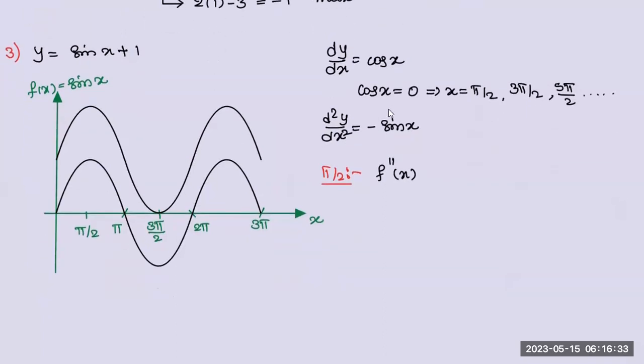That's nothing else. f double dash of x is equal to minus sin x. What is the value at pi by 2? What is sin pi by 2? Tell me. Sin pi by 2 is 1. So we got the value. What? Minus 1. Once it is minus 1, tell me, is it positive or negative? Negative. Negative means it is maxima or minima? Maximum. Negative means maximum. Yes, mathematics says there is a maxima or minima at pi by 2, and it is maxima. Exactly matches the graph.